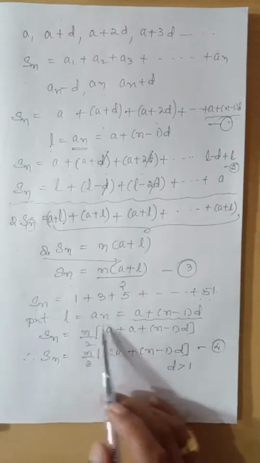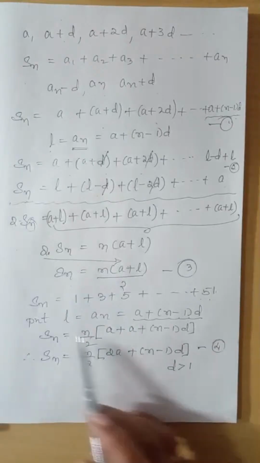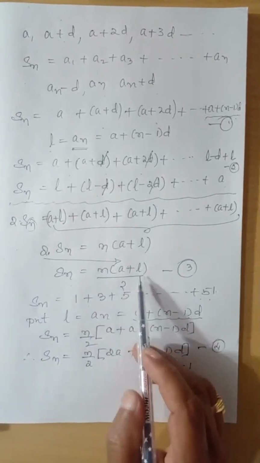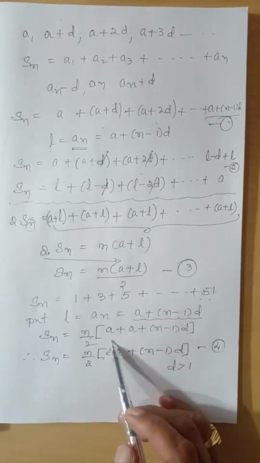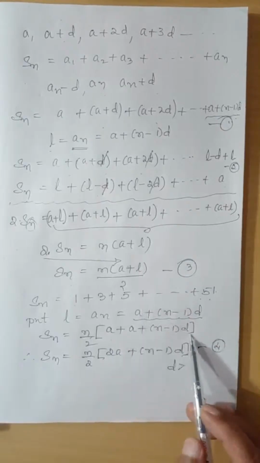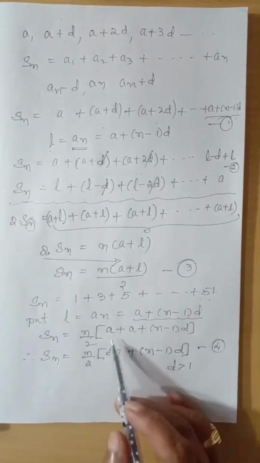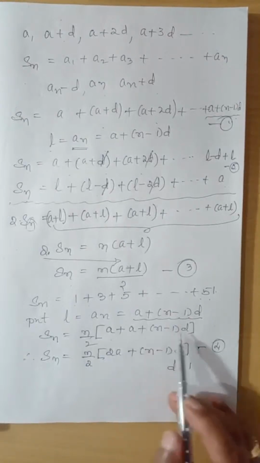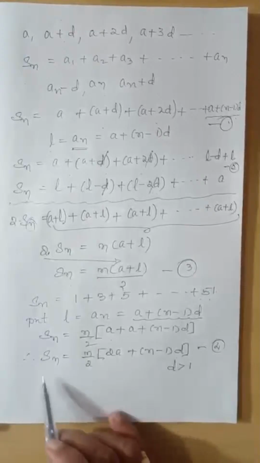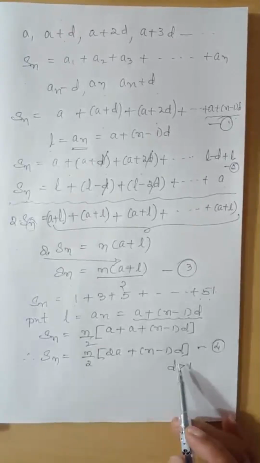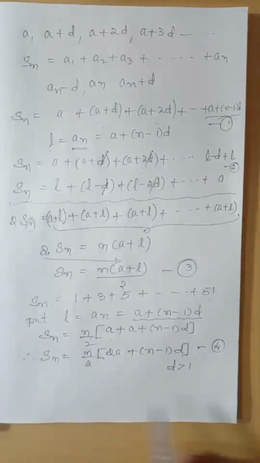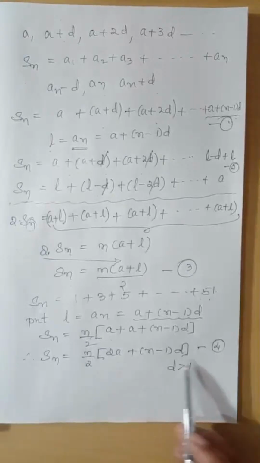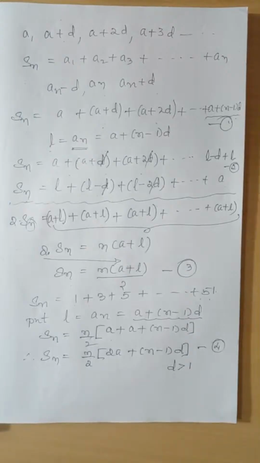Next, put L is equal to a plus n minus 1 d, meaning the last term or nth term is a plus n minus 1 d, in this formula. Here Sn is equal to n by 2 of a, and in place of L, a plus n minus 1 d is taken. Then a plus a becomes 2a, and n minus 1 into d. Therefore, you have to apply one fine formula to find the sum of an arithmetic progression whose common difference is more than 1. What is the formula? Sn is n by 2 of 2a plus n minus 1 d. Here n means the number of terms, a means the first term, d is the common difference, and Sn means the sum of the finite terms.